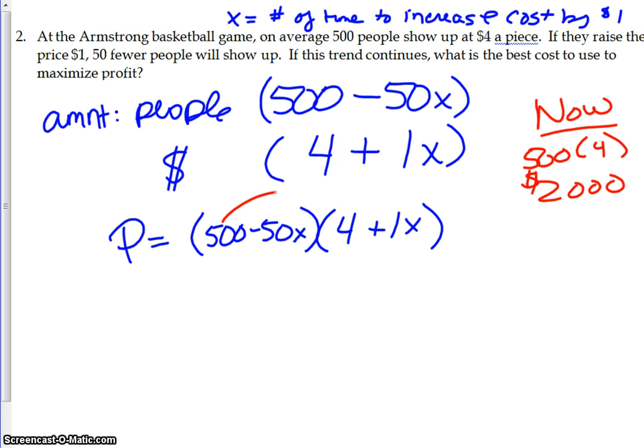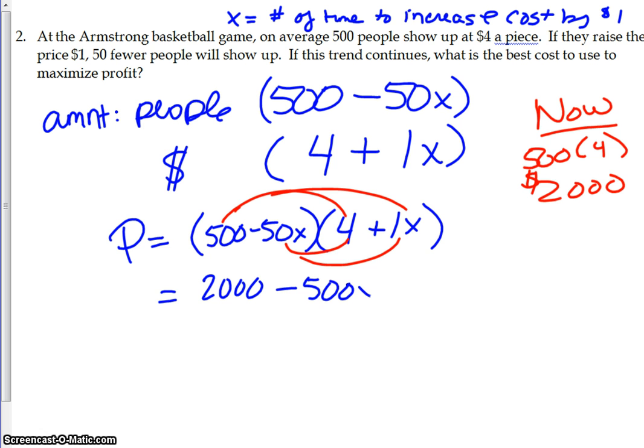Well, the next thing we have to do here is our FOIL. Okay, so let me go through here, and I'm going to FOIL this. Here it's going to be 500 times 4 is 2,000. 500 times 1x is 500x. Negative 50x times 4 is negative 200x. And then negative 50x times positive 1x is negative 50x squared.